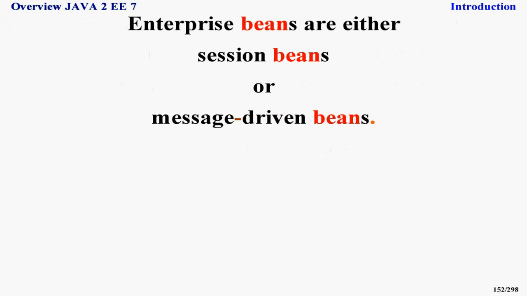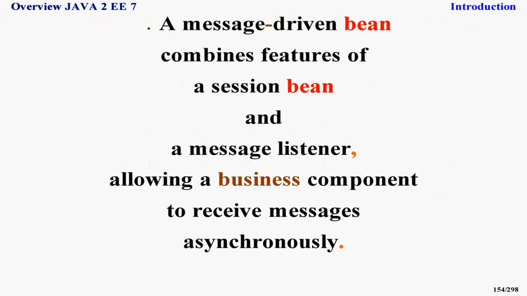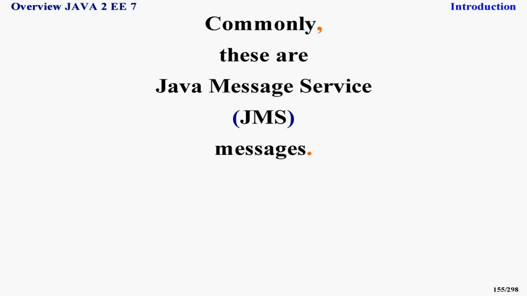Enterprise beans are either session beans or message-driven beans. A session bean represents a transient conversation with the client. When the client finishes executing, the session bean and its data are gone. A message-driven bean combines features of a session bean and a message listener, allowing a business component to receive messages asynchronously. Commonly, these are Java Message Service (JMS) messages.